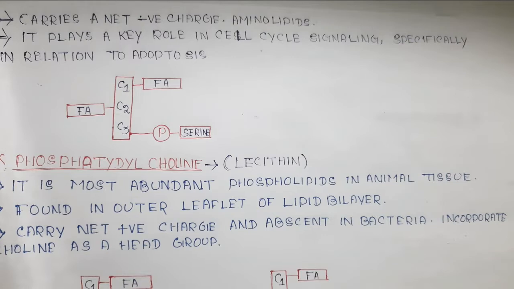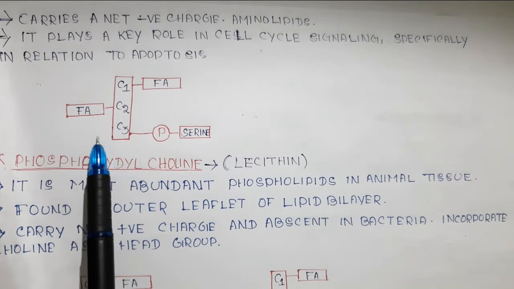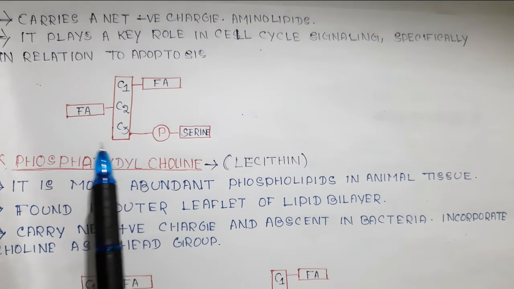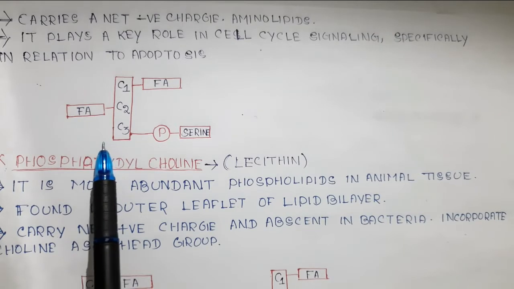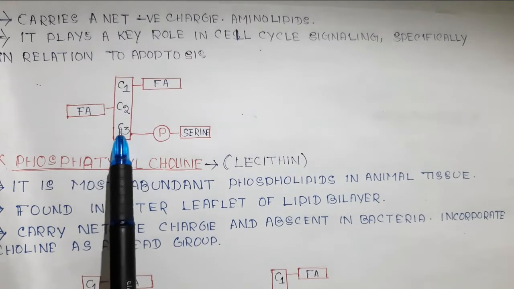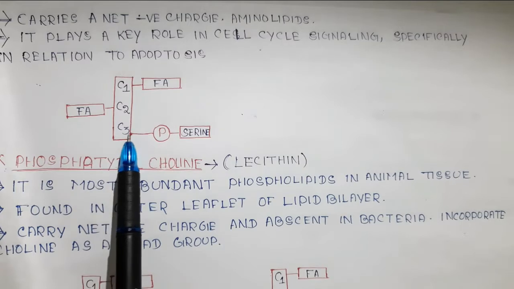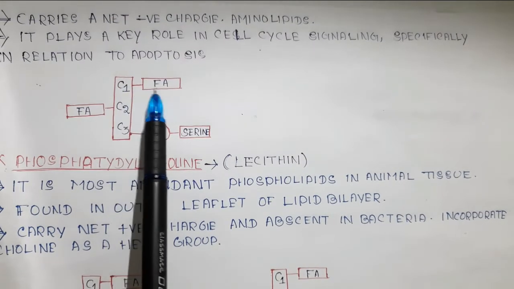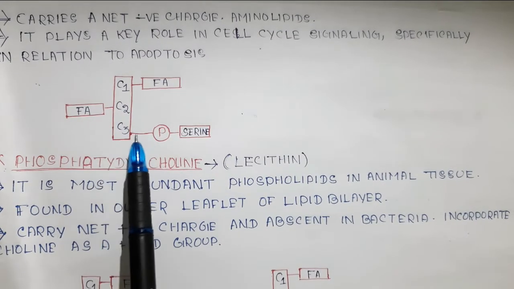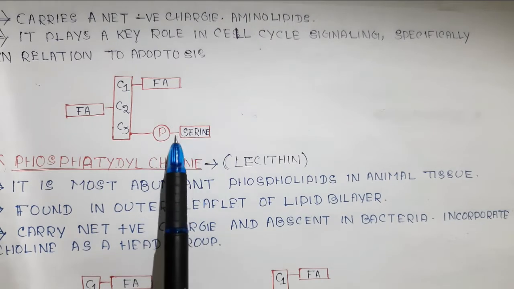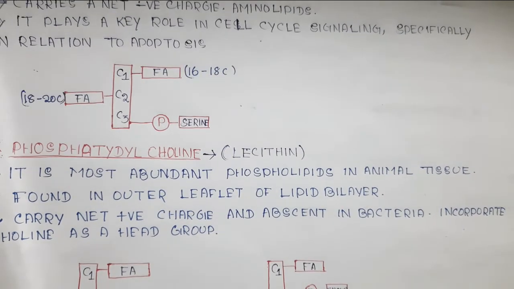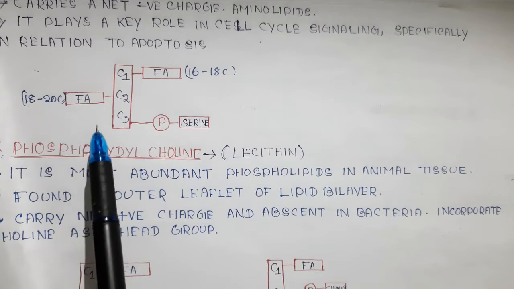Then if we see the structure of phosphatidyl serine, we will find a structure like this. This structure is quite similar to phosphatidyl ethanolamine, but in this structure we will find a glycerol backbone with three carbons: carbon number 1, carbon number 2 and carbon number 3. Carbon number 1 is attached with a fatty acid, and carbon number 2 is attached with another fatty acid, and carbon number 3 is attached with the phosphate group, which in turn is attached with the serine. Remember, this serine is an amino acid, and this structure is quite similar to phosphatidyl choline.